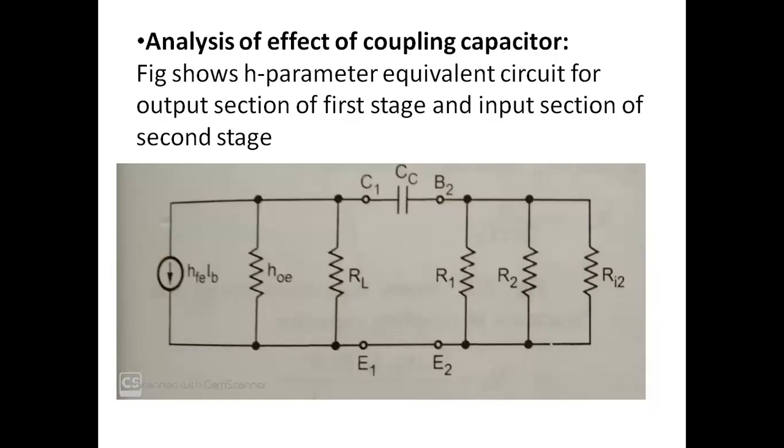Let us draw the equivalent circuit by considering the output of first stage as well as the input of second stage. Normally if you draw the H parameter equivalent circuit, we have four elements. At the input we have two elements, at the output we have two elements. At the input we have HIE, HRE VC. And at the output we have two elements, that is HFE IB, HOE. If you draw the equivalent circuit of the first stage, then the output of first stage consists of HFE IB, HOE. We are neglecting the input section of first stage.